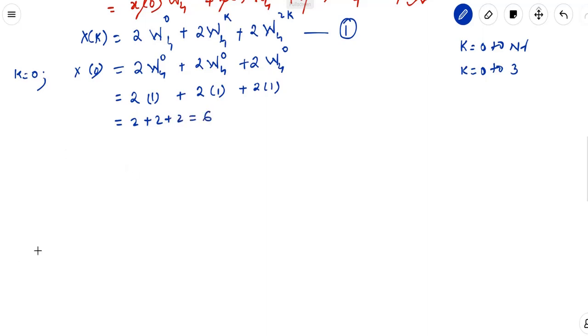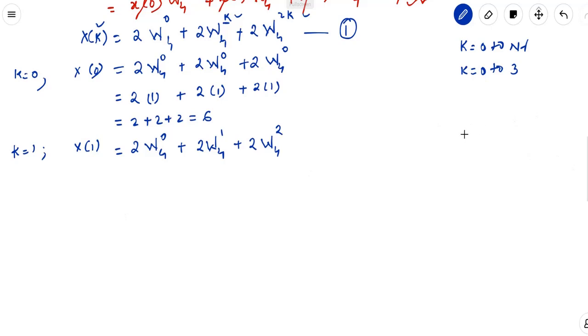Okay, so the next value we are going to go here. So this is when k is equal to 1. Next value I have taken. So this becomes x of 1. So this is equal to, in equation 1, wherever I have a k value, can you see here, wherever I have a k value, now I am going to substitute k is equal to 1. So that's why this becomes 2 into omega 4 of 0 plus 2 into omega 4 of 1. In this equation I'm substituting. Okay, plus 2 into omega 4 of 2 into k, it is 2.